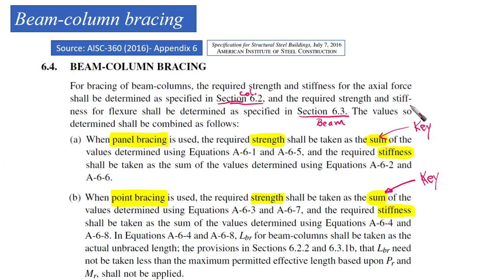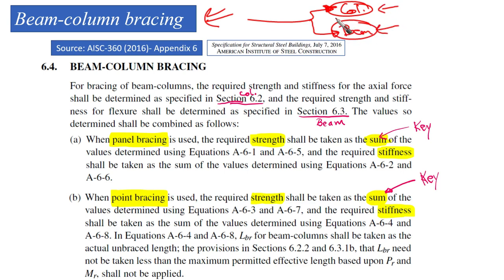Now let's go to the third part, which is related to beam column bracing. Beam column bracing is going to be based upon the column and the beam provisions. So we are not going to bring anything new. Everything we have already mentioned. So it has two different types, two different categories, panel or point, and it is going to be based on beam and column. How is it going to be based on beam and column?